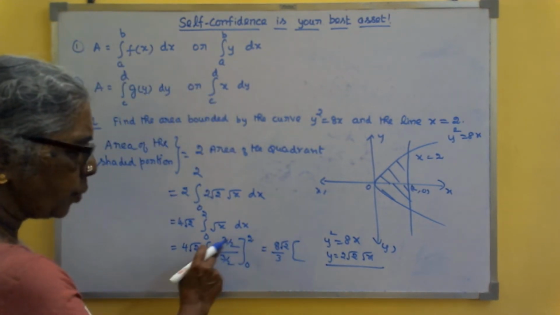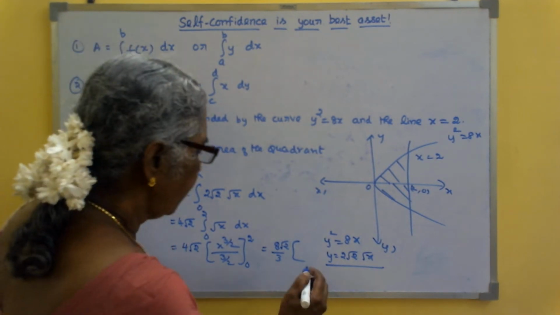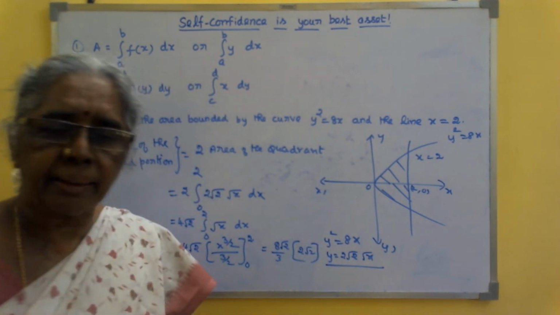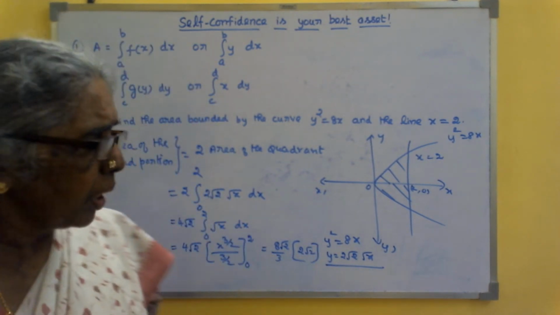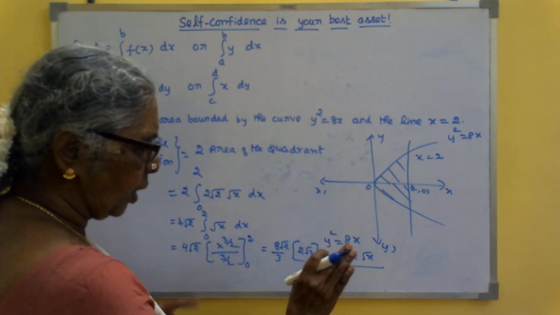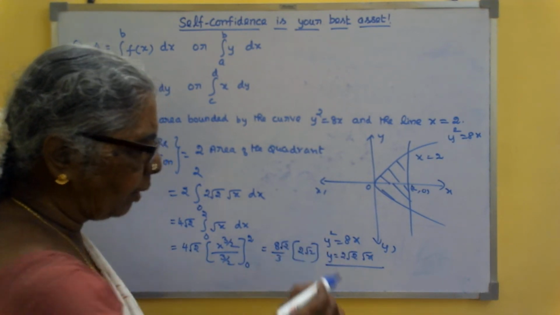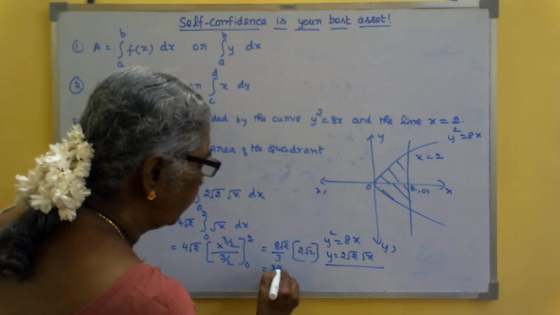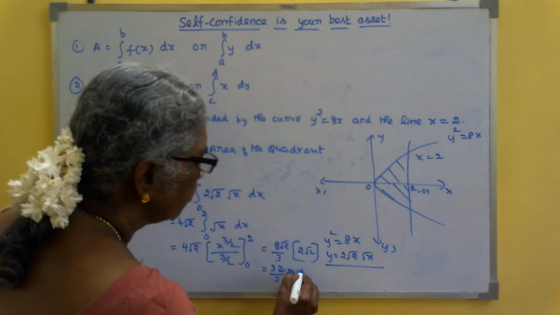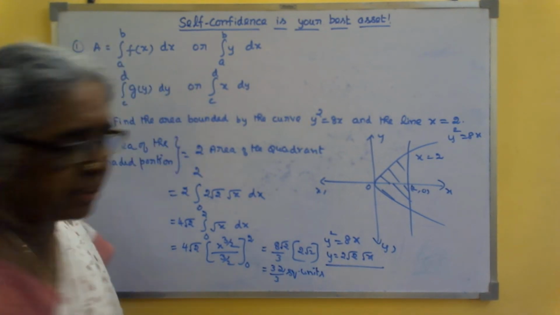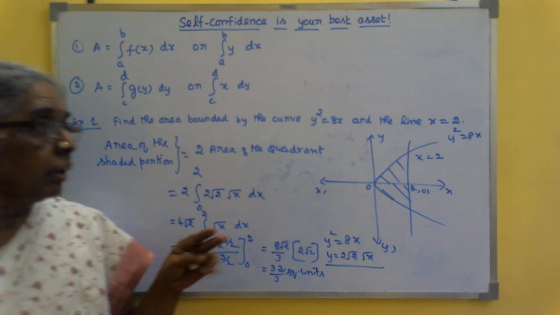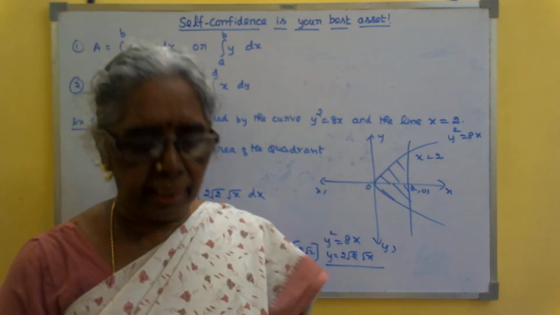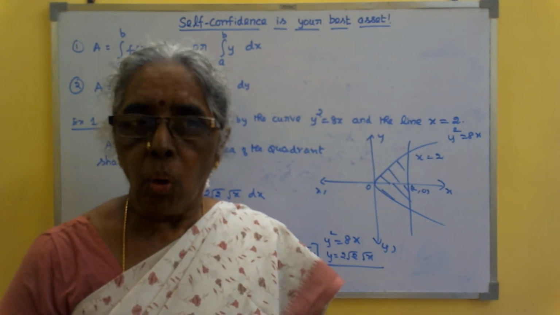Then the upper limit is 2. What is 2 power 3 by 2? That will be 2 root 2. You know that, isn't it? It is 2 power 1 into 2 power half. So 2 root 2. For 0, that will become 0. So root 2 into root 2 will become 2. So 2 into 2 into 8. So you get now 32 by 3 square units. So this is the area bounded by the parabola and the line x is equal to 2. Hope you have understood this.